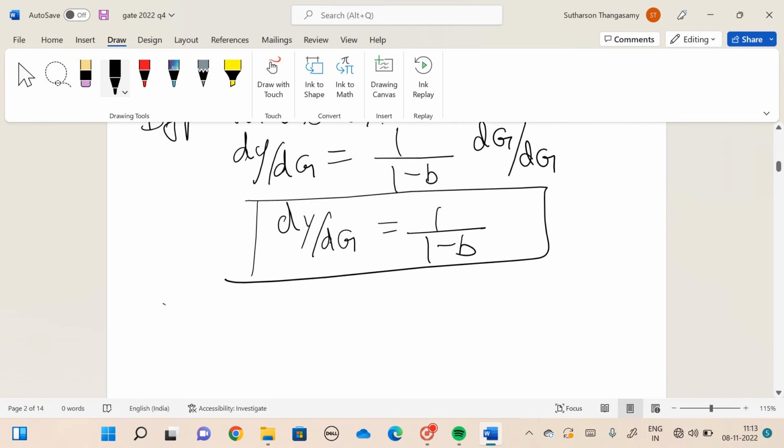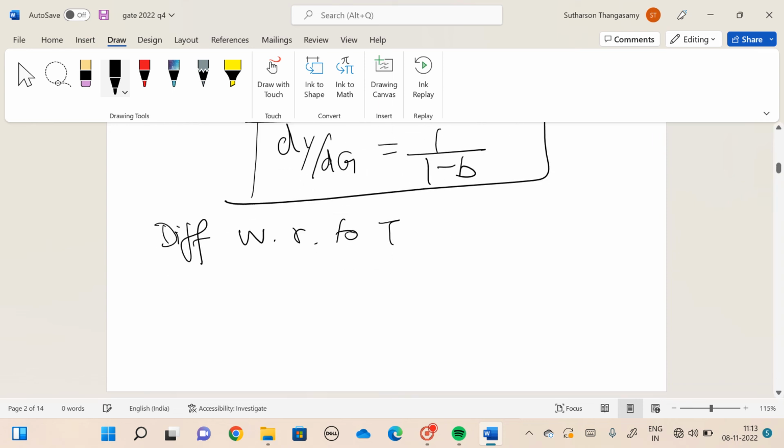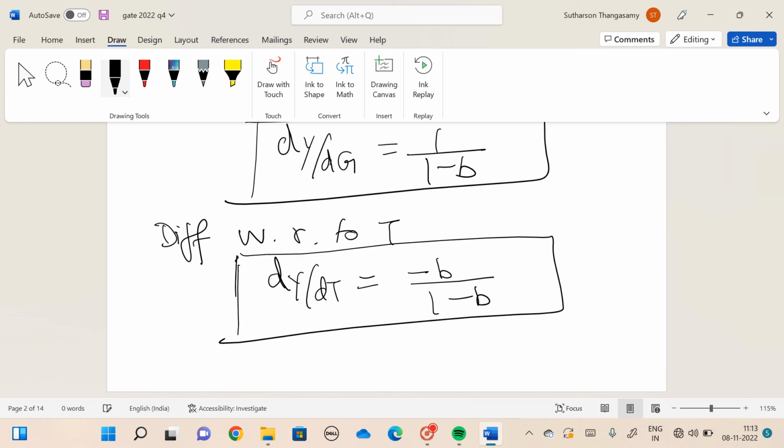If we differentiate the same equation with respect to tax, then dy by dt will be minus b by 1 minus b, because the tax involves a constant before. So we have derived all these multipliers, but for the trade multiplier in the open economy, we need export and import. I'll do a different video for that, for an open economy model.